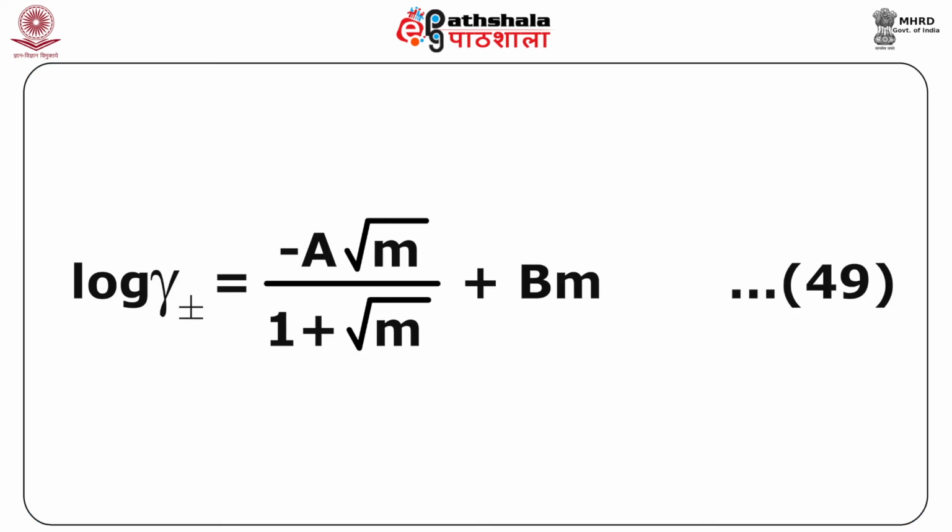Guggenheim has shown that the mean activity coefficient obeys the following relation up to 0.2 molar concentrations for 1:1 electrolyte. This is given by equation 49 as log gamma plus-minus equals minus A root m divided by 1 plus root m, plus Bm, where B is a function of interaction coefficients for each possible cation-anion combination and A equals 0.5084 at 25 degrees Celsius.